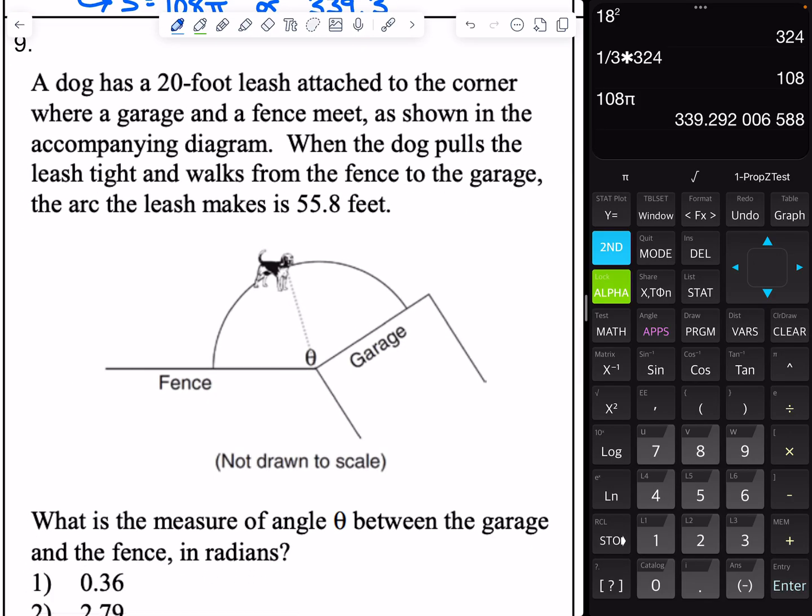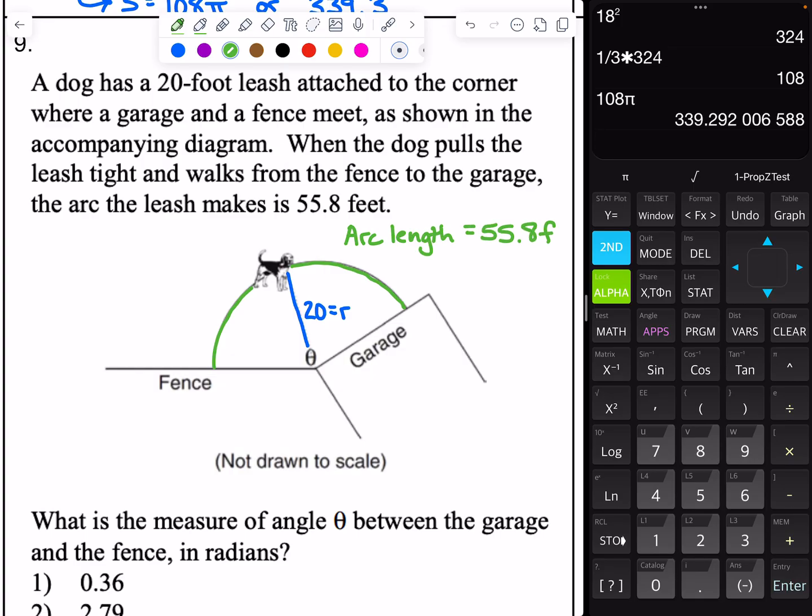Number 9 says a dog has a 20-foot leash attached to the corner where a garage and a fence meet. So here's this leash of 20 feet. So that looks like the radius in this case. And then it says when the dog pulls the leash tight and walks from the fence to the garage. So they're walking from the fence to the garage. It looks like arc length is what they're describing there, because it's not the area. Looks like the arc length would be 55.8 feet. And it says when the dog pulls the leash tight, they walk that far.